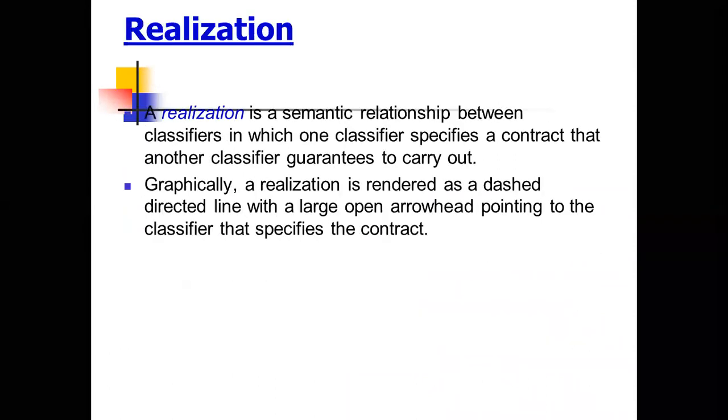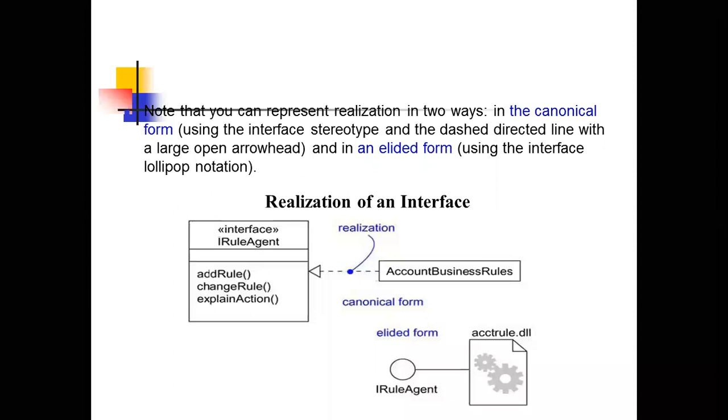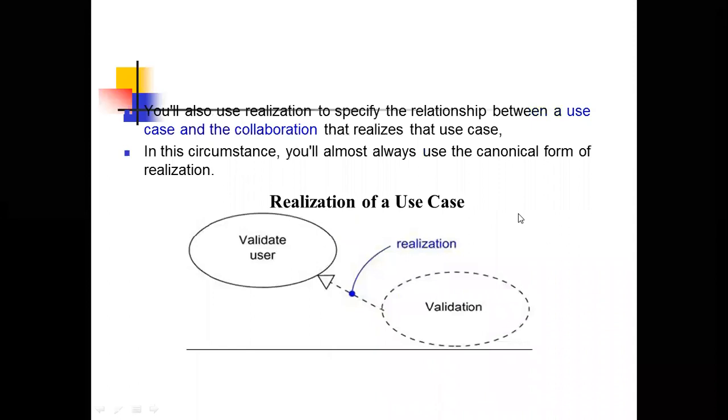So next one is aggregation relationship, or realization relationship. Here you can see how this aggregation or realization will be defined. This is the way we can give the realization relationship between two classes. Here you can see the realization of use case. How to denote that realization, see this.